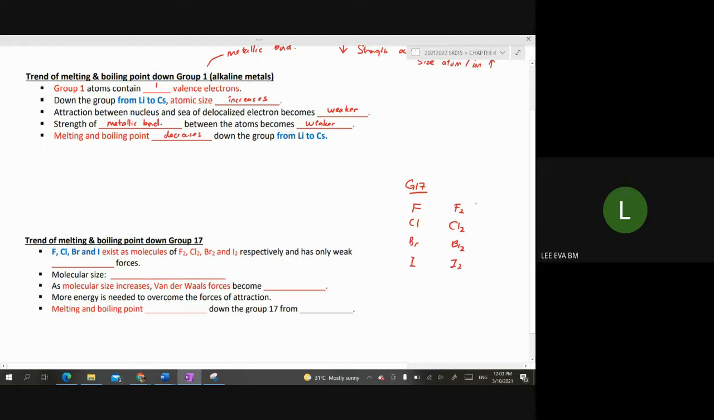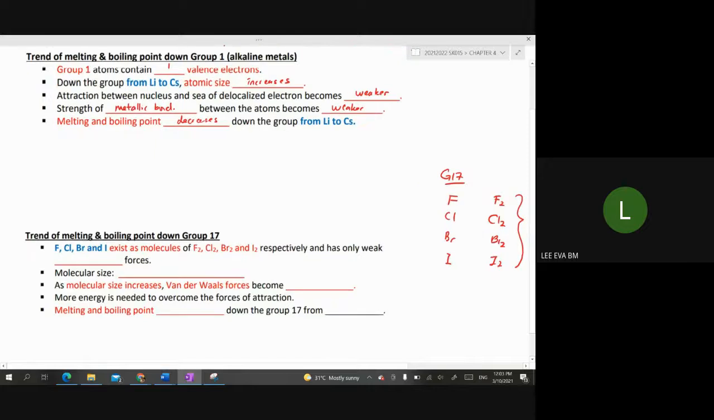We know all of them are non-polar molecules. Over here, F, Cl, Br, and I exist as molecules of F2, Cl2, Br2, and I2 respectively, and have only weak forces. What force do they have? Over here you can jot down London force or Van der Waals forces. Both are accepted because London force falls into the category of Van der Waals.